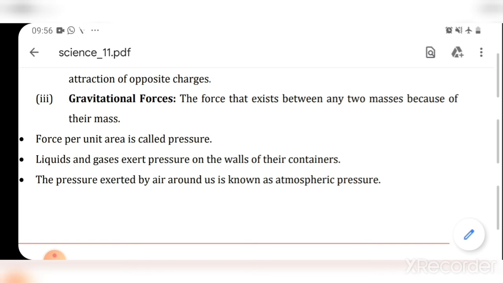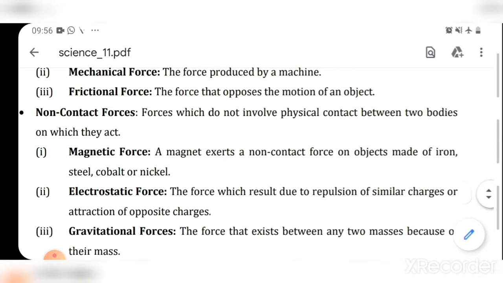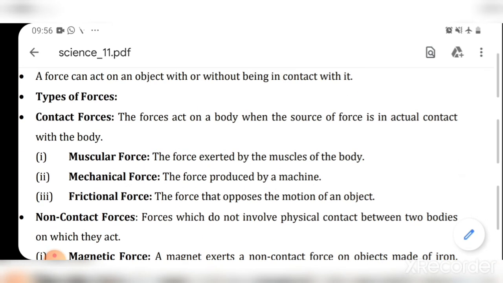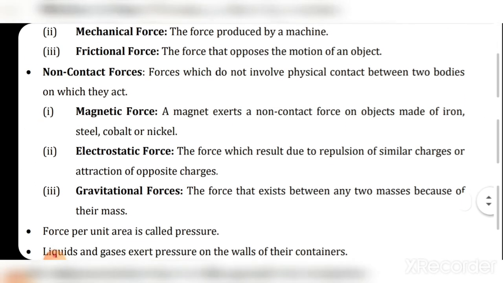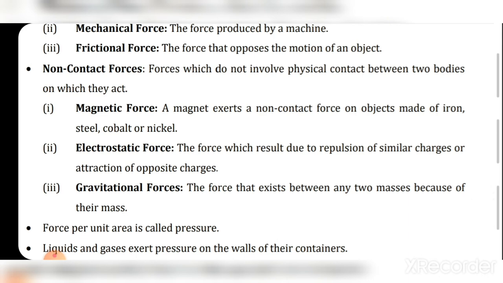Today we discussed force and pressure. Generally there are two types of force, contact force and non-contact force. There are three types of contact force: muscular force, mechanical force and frictional force. There are three types of non-contact force: magnetic force, electrostatic force and gravitational force.